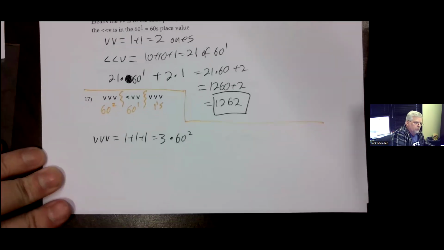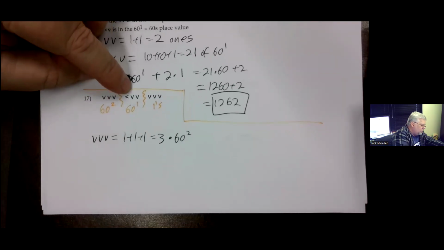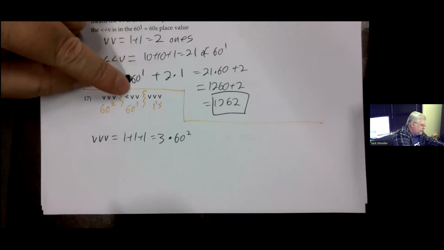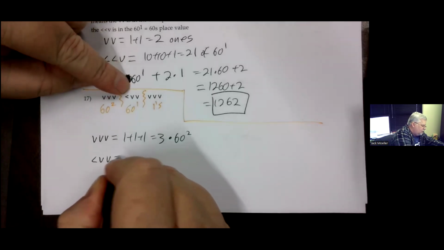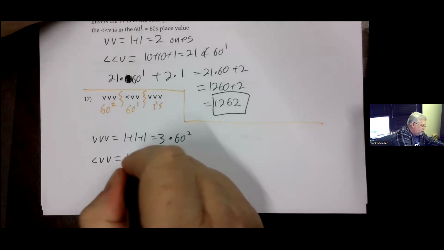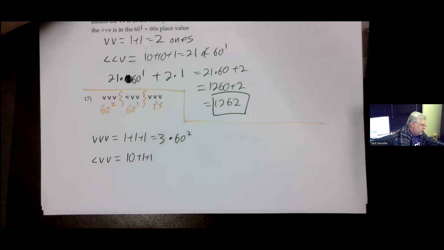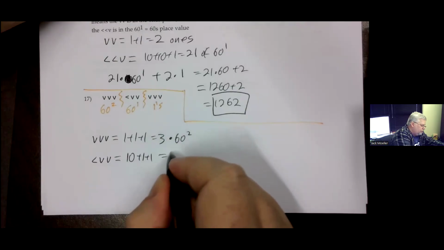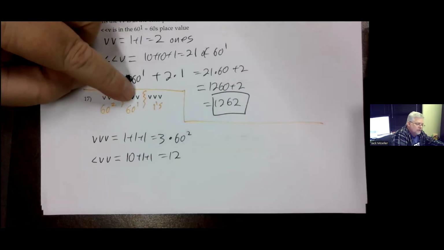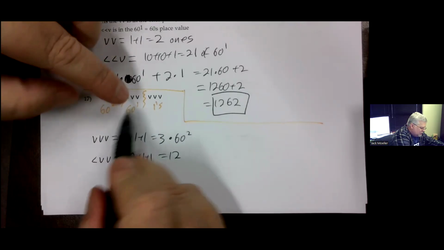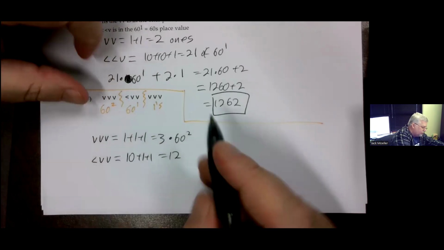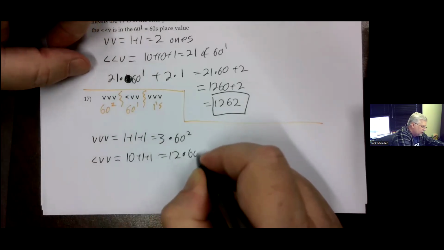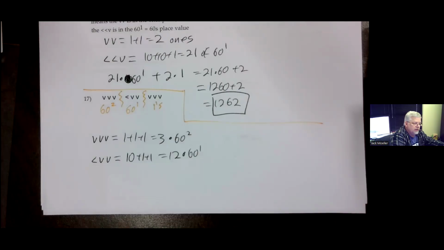I'll come back and do the arithmetic on that in a bit. The middle term is less than VV. The less than stands for 10. V's stand for 1. So that gives us 12. This is in the 60 to the first place value or position. So it's going to be 12 times 60 to the first.